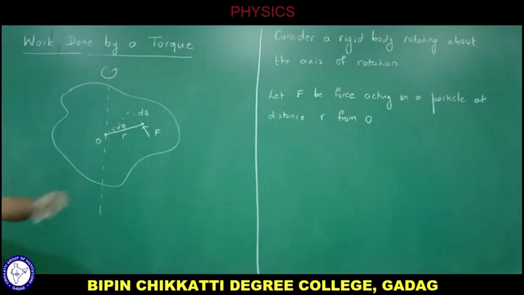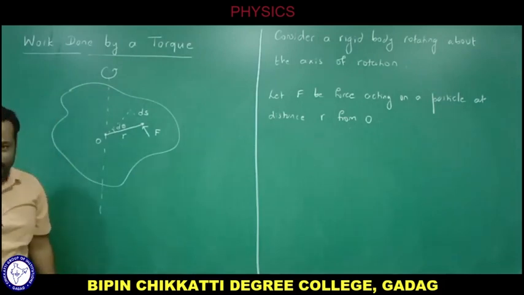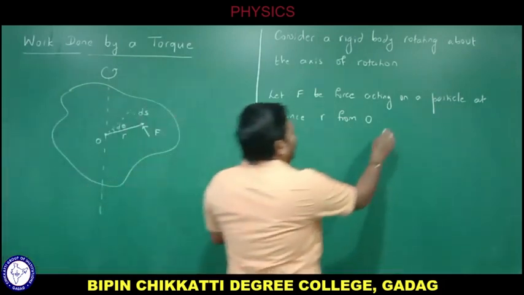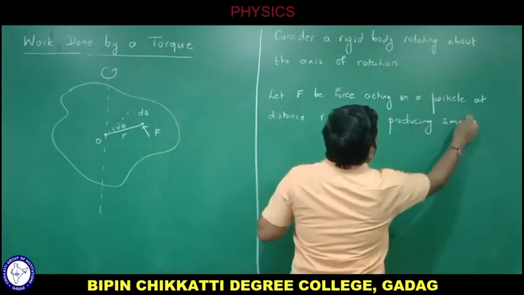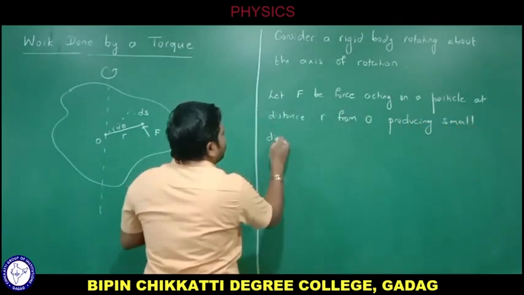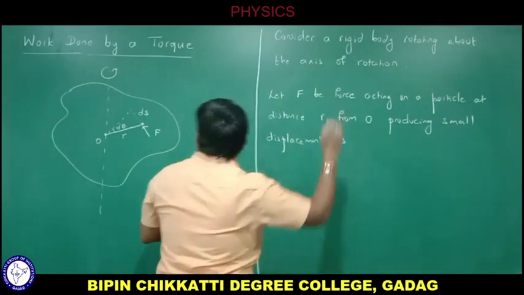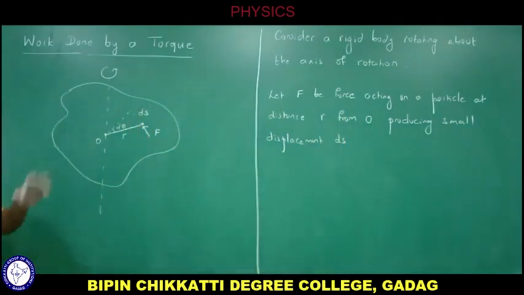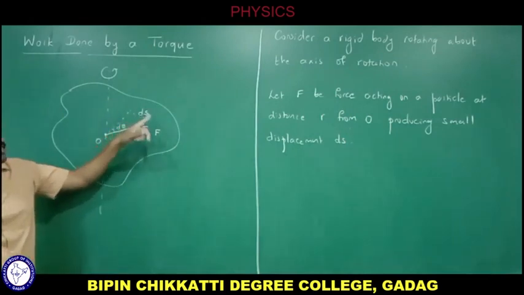Let F be the force acting on a particle at a distance r from O, producing a small displacement. What is the small displacement here? ds. Let F be the force acting on a particle at a distance r from a fixed point, producing a small displacement.